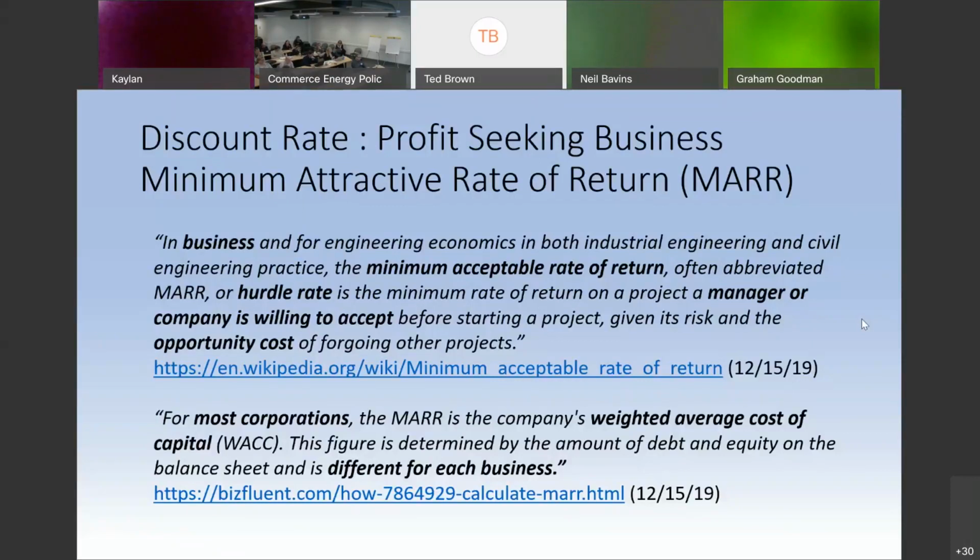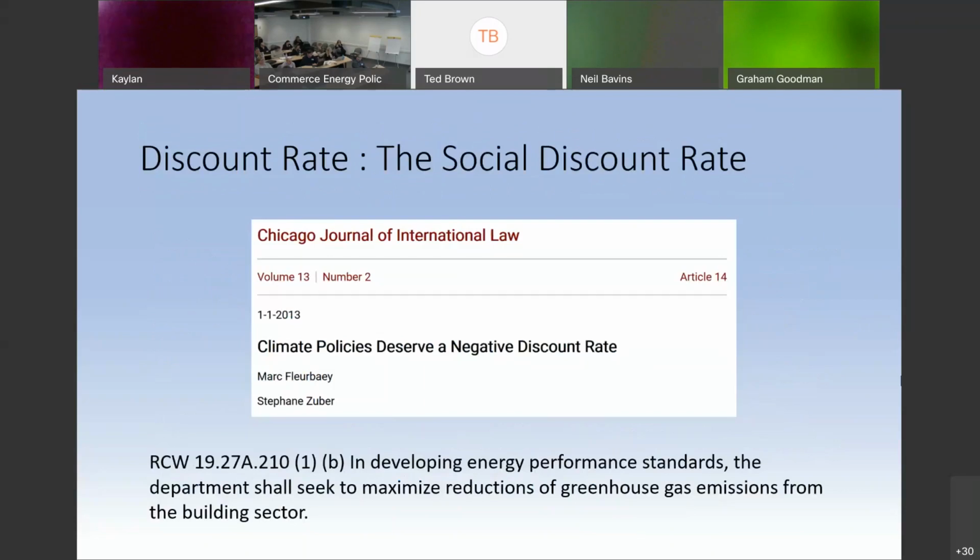But even within that, most corporations are looking at a weighted average cost of capital. So for most businesses, their minimum attractive rate of return is functionally a function of how much they pay to get money, whether that's from their shareholders, the bank, or other forms of capital. There is also an argument on the other side of the coin that if you are dealing with policies about public policy and public good, we should be using what's called a social discount rate.